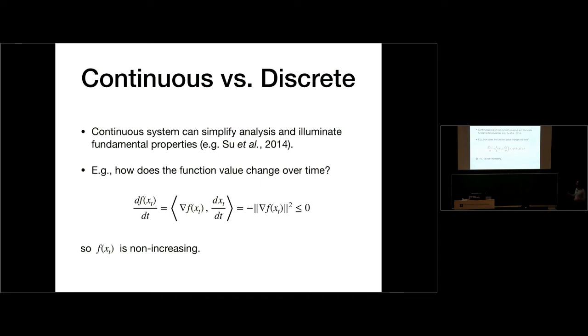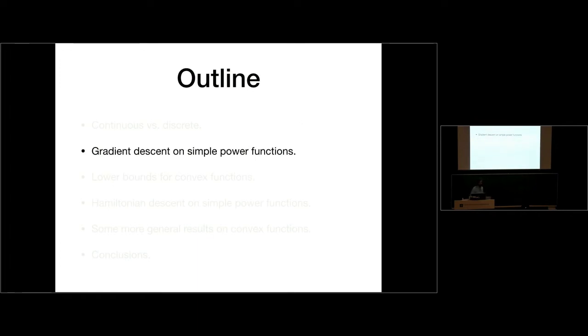If you know a little bit of calculus, that means that this function f of x_t along the curve is always non-increasing. So we can't move upwards, we're only moving downwards in the function. And in continuous time, this is a one-line proof, but if it's not continuous, then you have to be a little more careful. So this allows us to understand fundamental properties quickly and design algorithms.